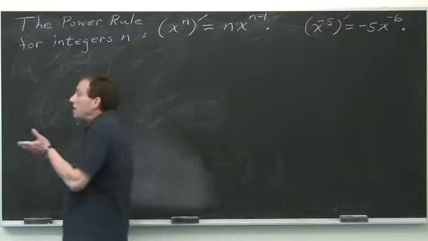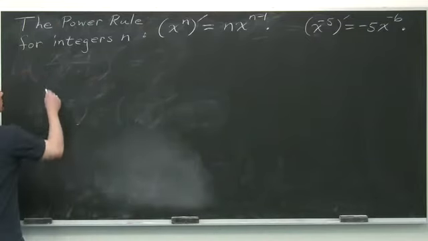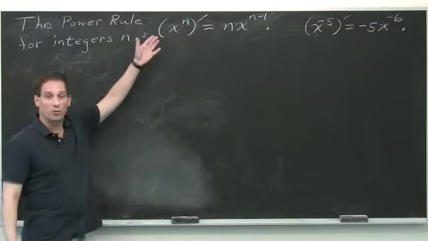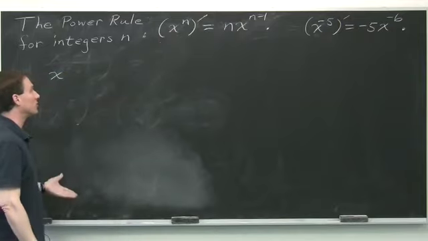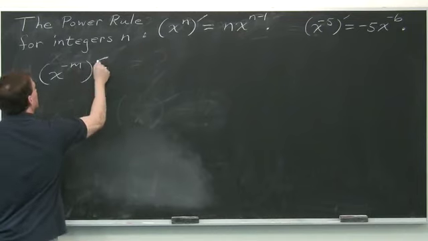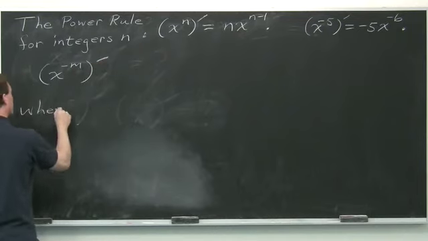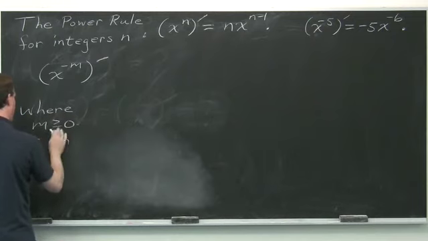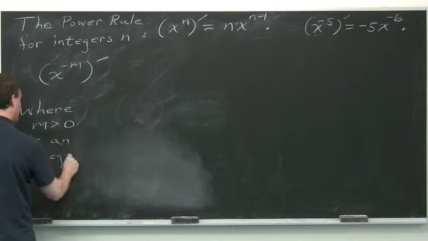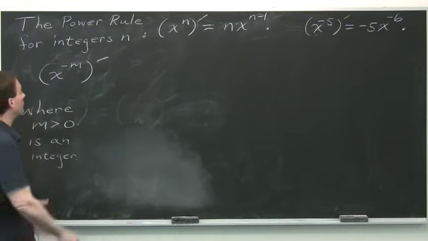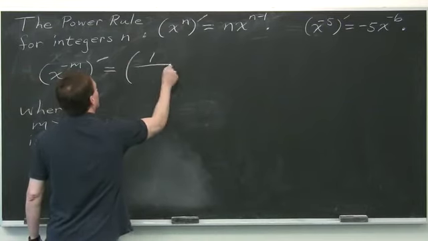Why is this true? It's easy to get from the quotient rule. All we need to do is show that this is true for negative exponents, because we already know it's true for non-negative exponents. So let's look at the derivative of x to the minus m, where m is positive. It's a positive integer, so it's a natural number, so that negative m really is negative. How do we find the derivative of this? We write this as 1 over x to the m.